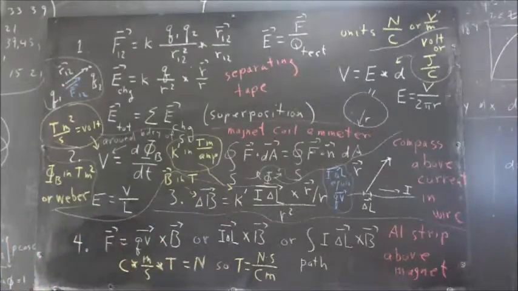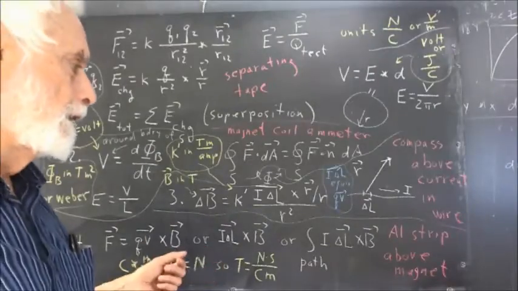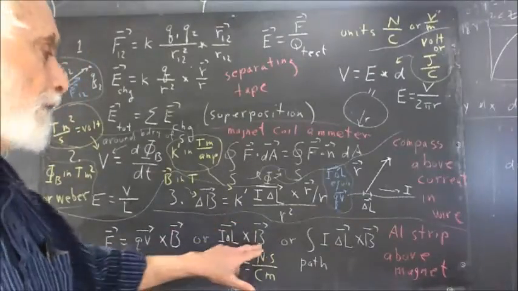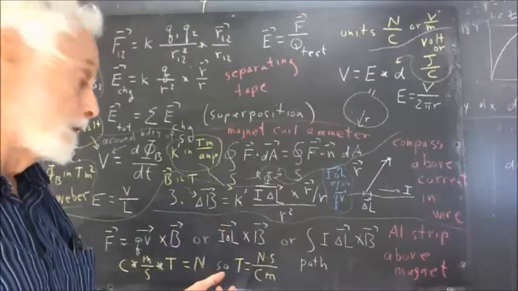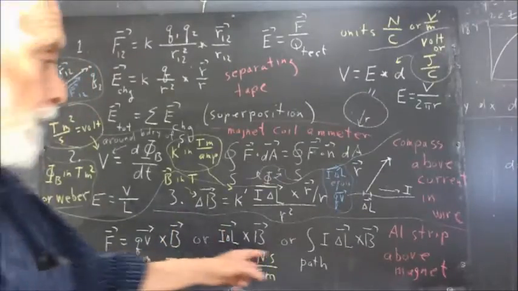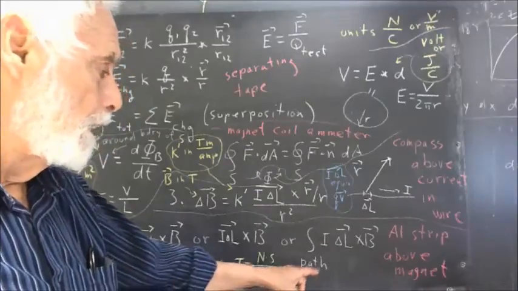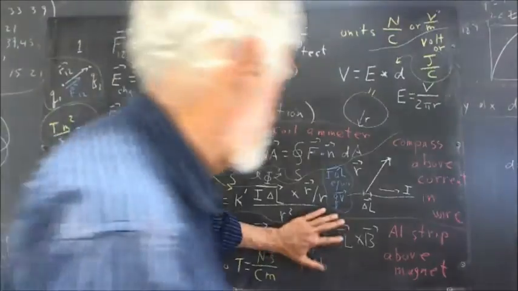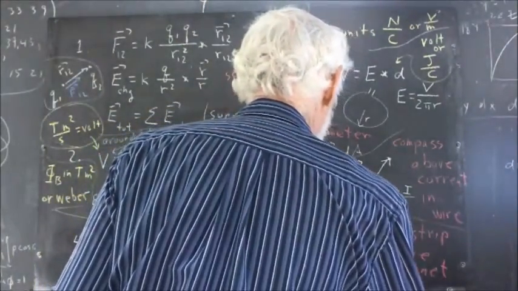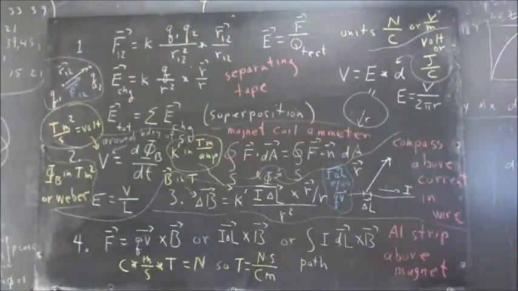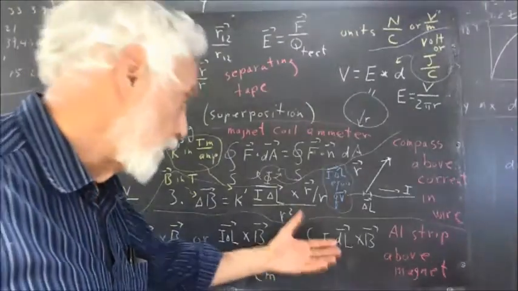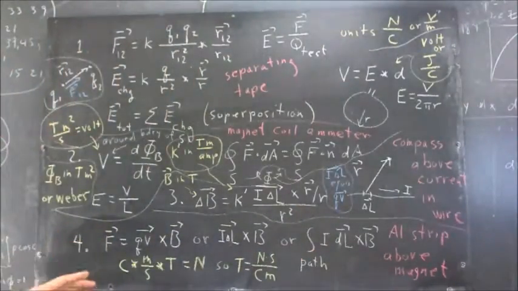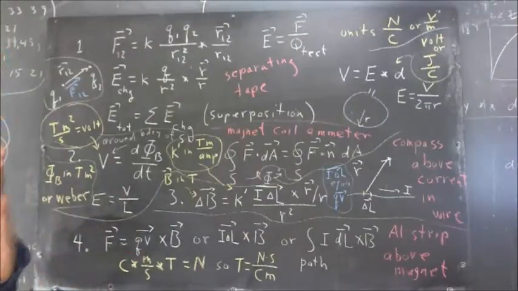Now it gets a little more complicated if you don't have a straight line path or a constant magnetic field. In that case, you do have to do an integral of I delta L cross B, and it'd actually be the integral of I dl cross B in order to figure out the force on the current carrier. Okay, but it's a fairly simple relationship. This and this are simple enough relationships.